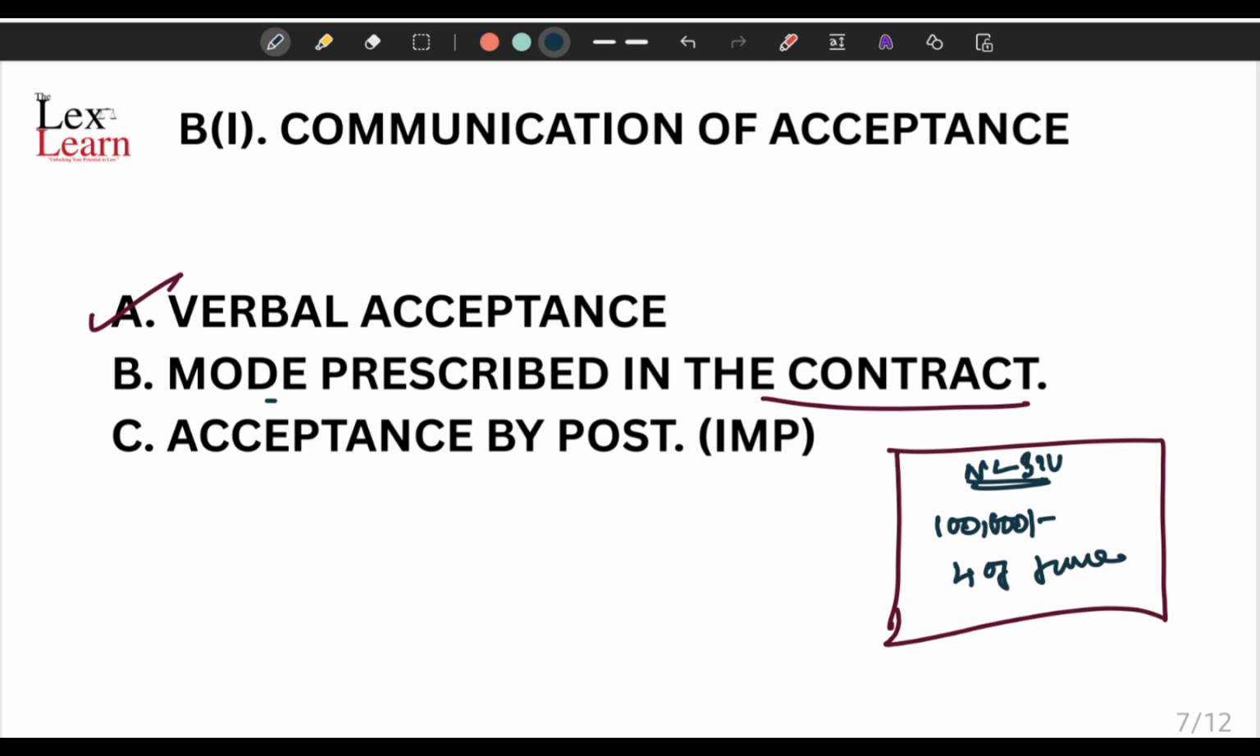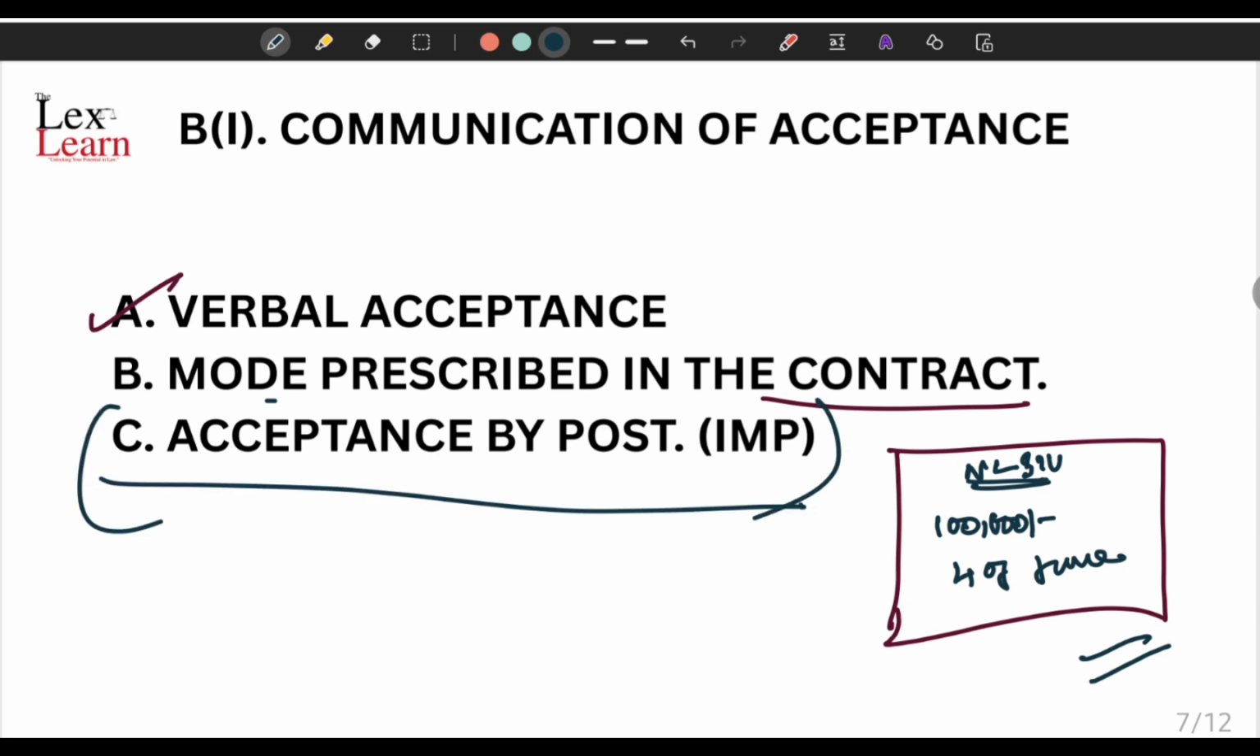And this is the mode of communication of acceptance through a mode prescribed in the contract. So this is an offer, where NLS asks you to pay 1 lakh rupees by 4th of June, and if you pay that, it is accepted. And a mode of communication in the form of post. This is very, very important.